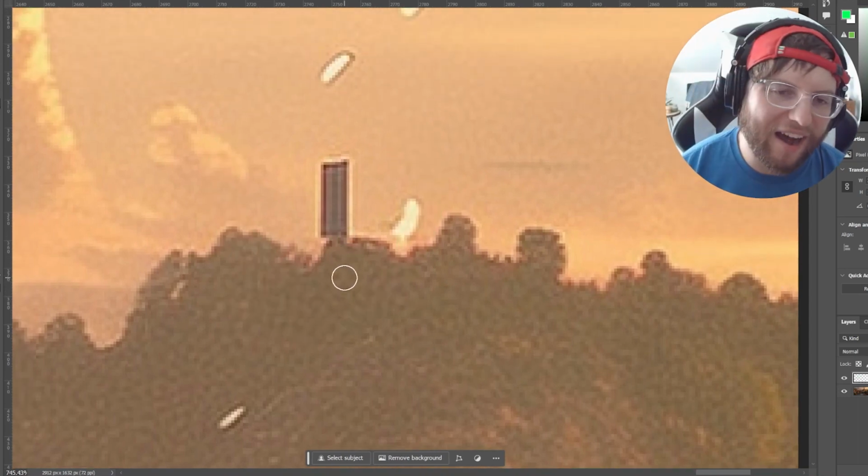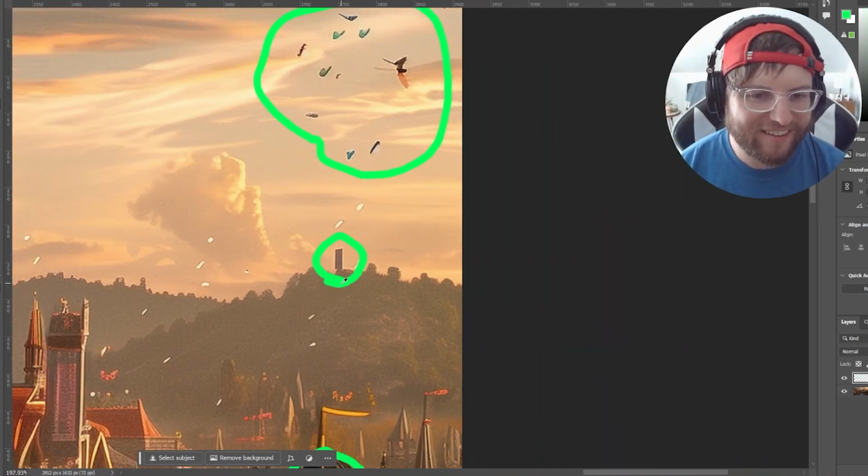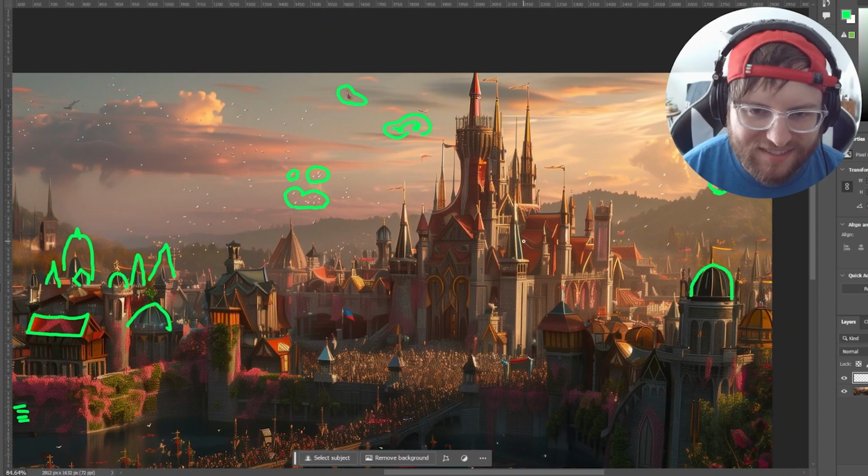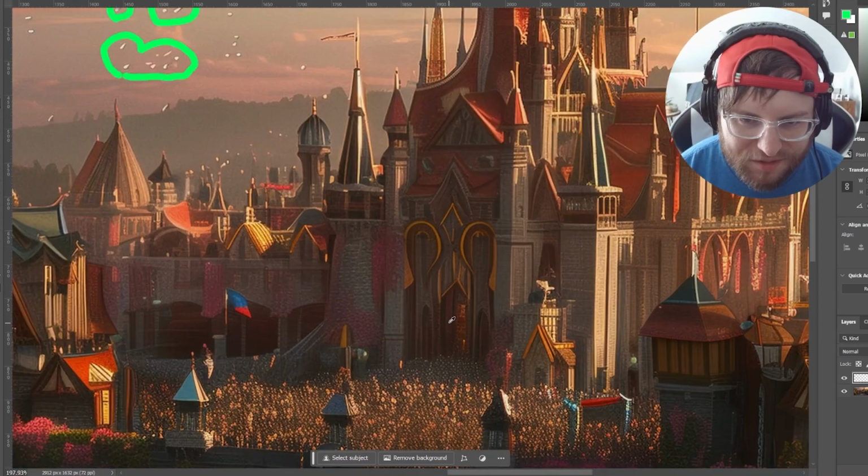It's this alien sort of box just like floating here. No idea what that is, just like another particle. Also, if we look at the architecture of this castle, it starts to not make sense.